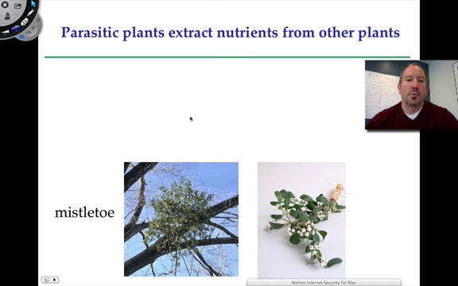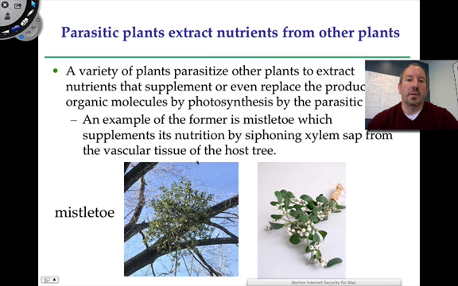So one of the great examples of a parasitic plant is good old mistletoe. Now mistletoe grows on top of another plant, and it actually is able to draw out some of the sap. It siphons some of the xylem sap from the vascular tissue of the host tree. And so it's a negative effect on the host, mistletoe.